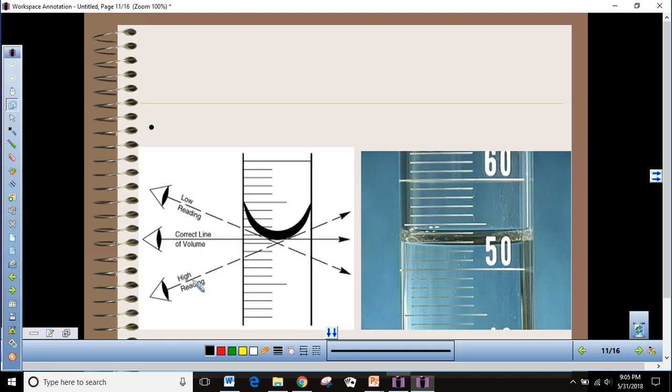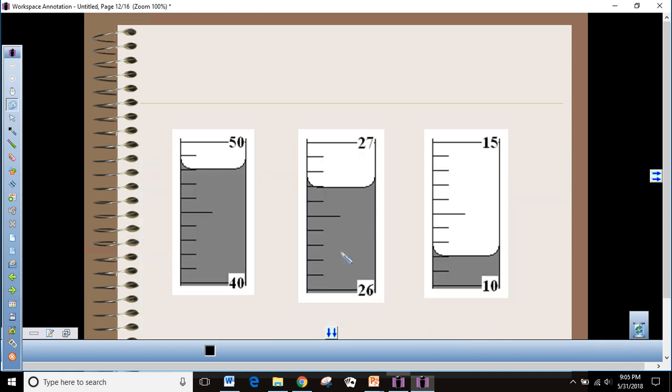Oh, there's the Bible. And this is a good showing you that if you get eye level, you'll get the correct reading. If you are short like me and you're looking up, you're going to get a higher than normal reading. And if you're really tall, like most of you probably, and you look down on it, you're going to get a low reading. So bend down and get eye level and read the meniscus, the very bottom, not the top, the very bottom.